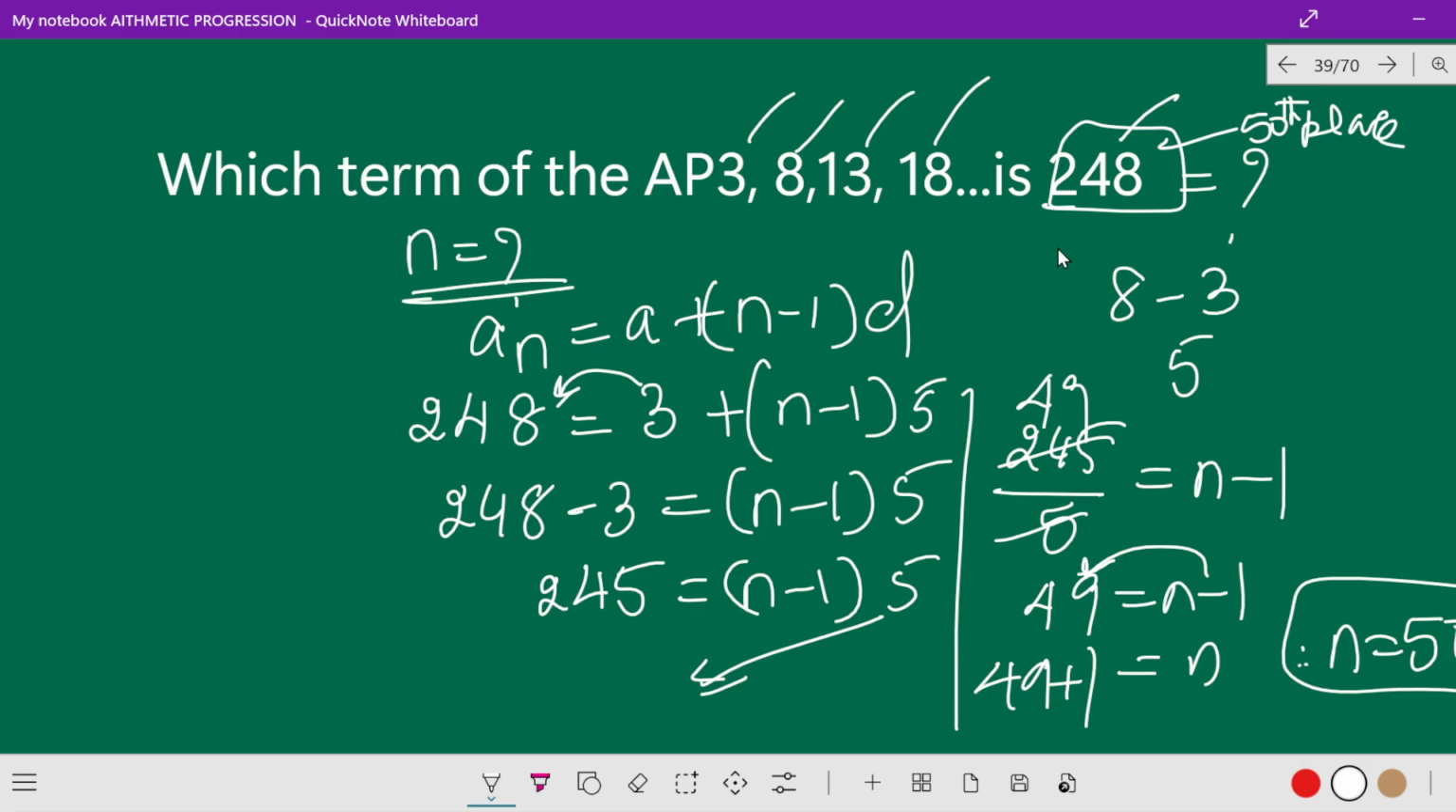So a n is the 50th term. First term is 3, second term is 8. The 50th term, a 50, is 248.